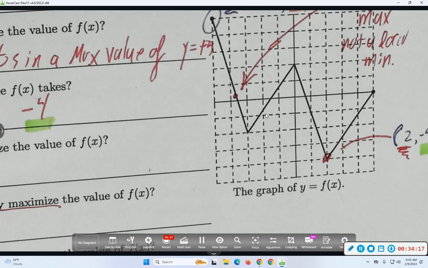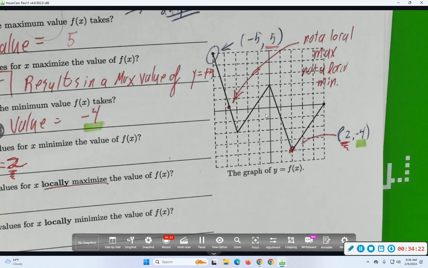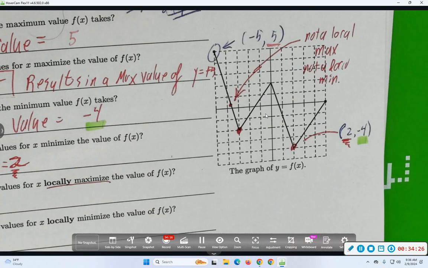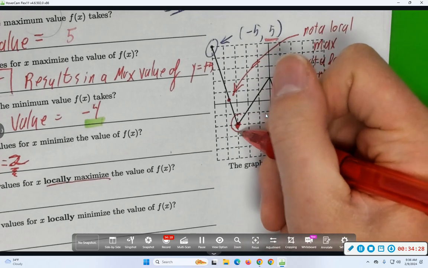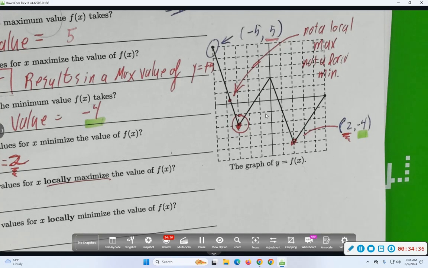Looking at this graph, let's pick another point. What if I want to zoom in really close on that point? So I only saw the amount of the graph inside of that red circle. Would you say that red dot looks like a local max? Would you say it looks like a local min? Here's an example of a local minimum.